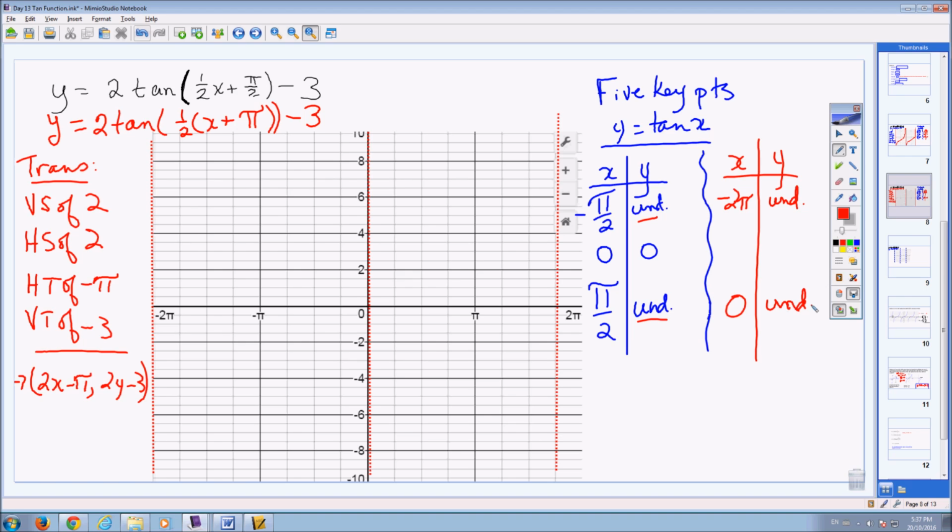And in between, my inflection point: 2 times 0 minus pi, so it's going to be negative pi, and this will show my translation, 2 times 0 minus 3, and I can see where I have my inflection point.